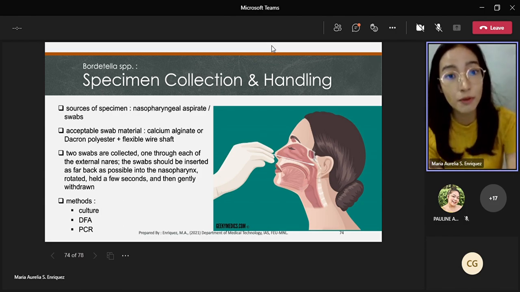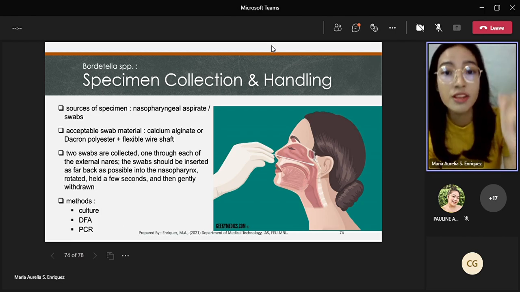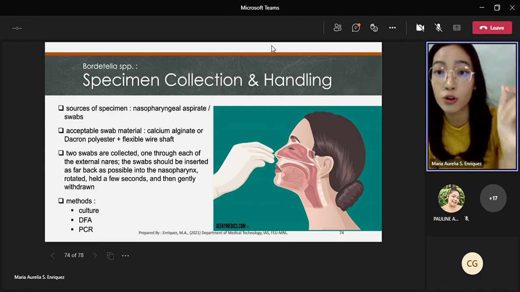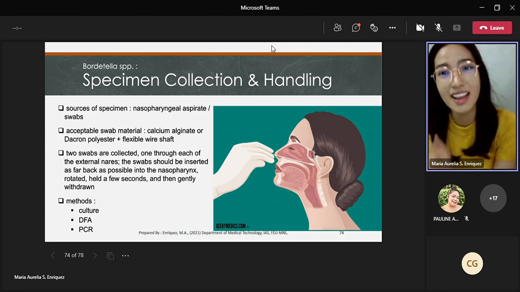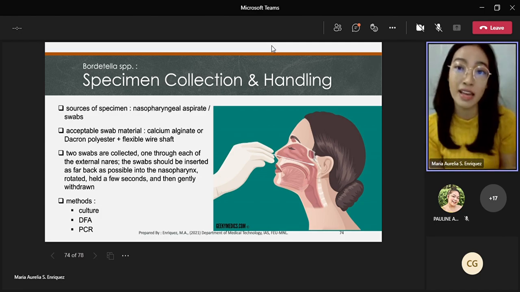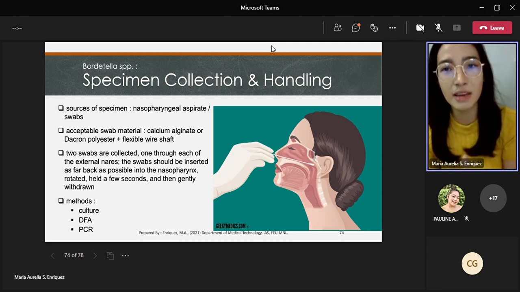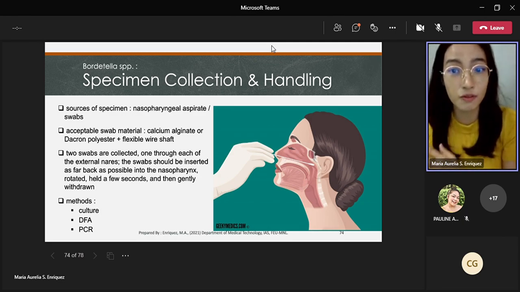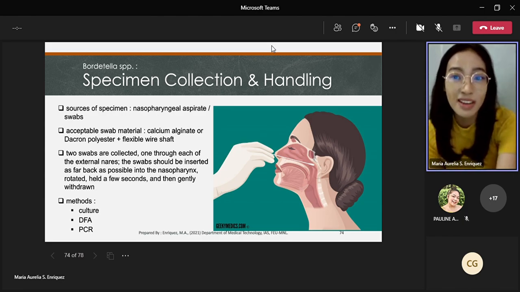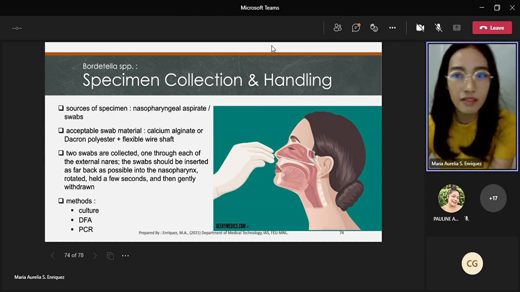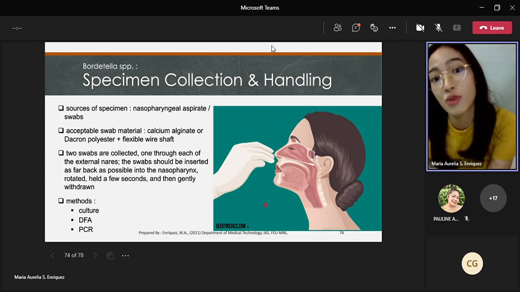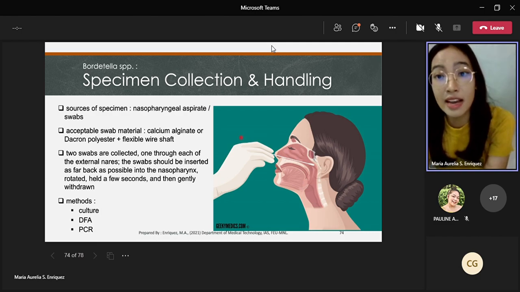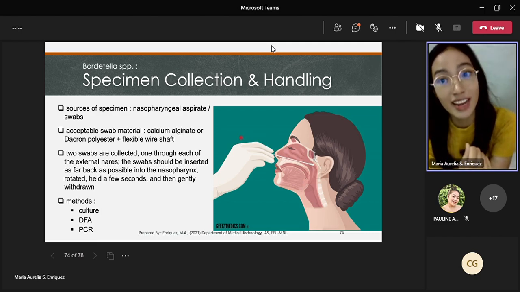Kapag nagko-collect po tayo ng sample at ang gagamitin natin is calcium alginate swabs, pwede lang natin itong gamitin for culture. Pero kung kailangan nyo po ng specimen for PCR testing, it is best that you do not use a calcium alginate swab kasi po makaka-inhibit yon in producing any form of results sa PCR. So most likely kahit present yung organism, magne-negative siya kasi na-inhibit ng calcium alginate. Alright, so the photo right here on the right shows us how a nasopharyngeal swab is done. So this is the same technique na ginagamit po for collecting samples for COVID-19 testing.